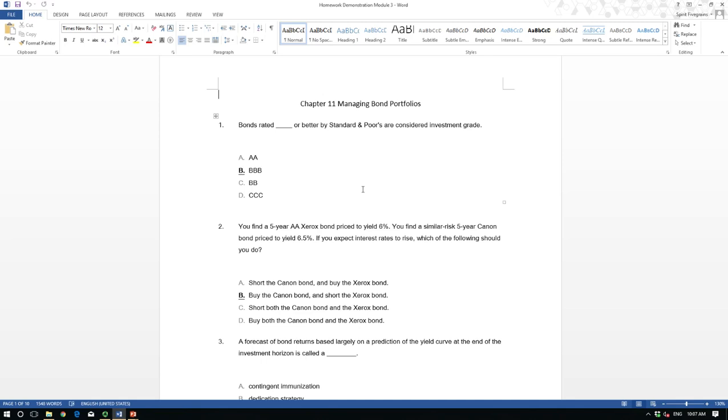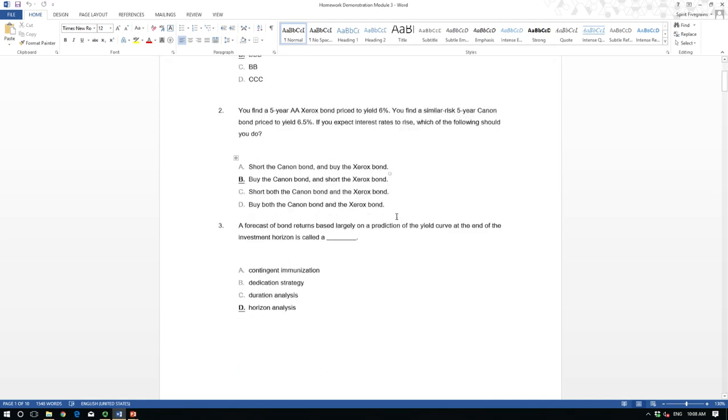And here, what you can do is capture the relative value, and you want to buy the bond that has higher yield and short sell the bond that has lower yield to capture the relative value. So the best strategy here is B, buy Canon bond and short Xerox bond, because those are two essentially identical securities, but Canon bond is cheaper than Xerox bond, and you can do arbitrage.